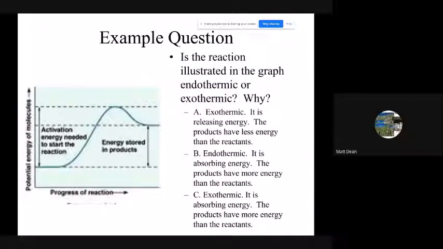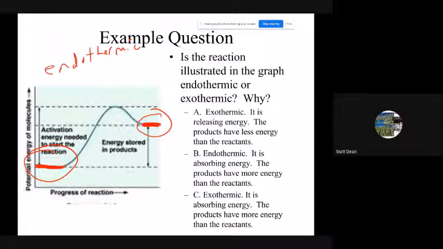So here's a quick question. Is the reaction illustrated in the graph endothermic or exothermic? And explain why. So here's the amount of energy that the reactants start with. Here's the amount of energy that the products end up with. Notice that the products end up with more energy than the reactants do. That should tell you that this reaction is endothermic. Energy is being taken in.